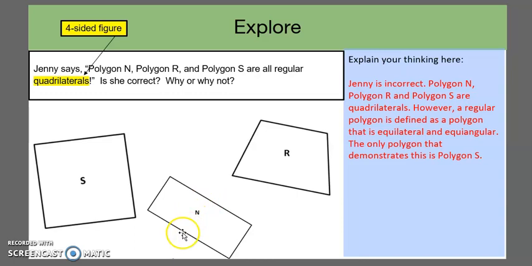This side and this side are the same, but they're different than these two sides. In quadrilateral R, we see the same thing here. All the sides are different. They're not the same. Now we're going to look at another question.